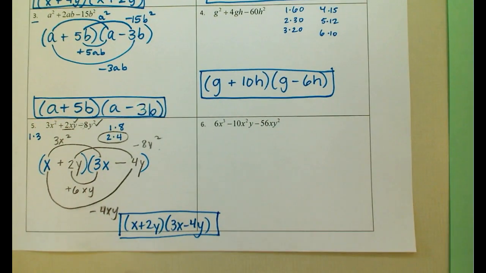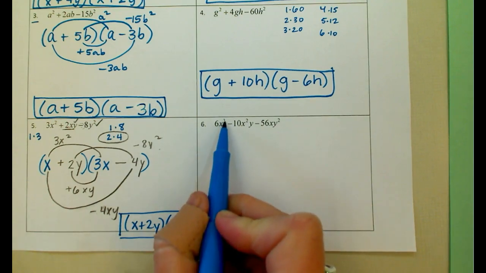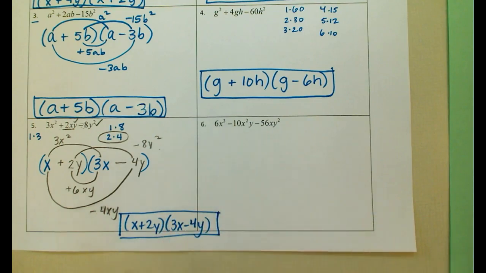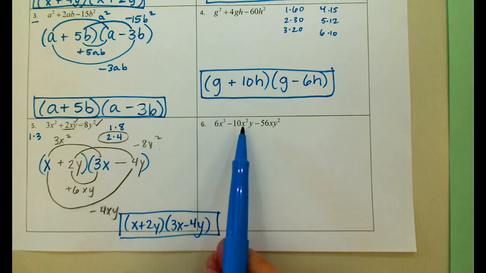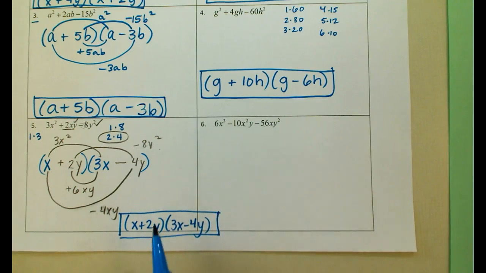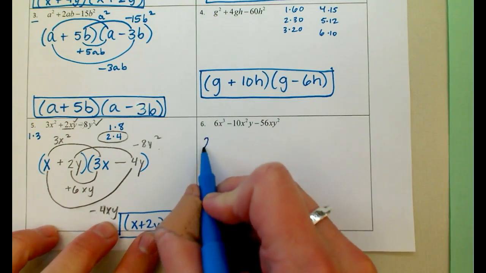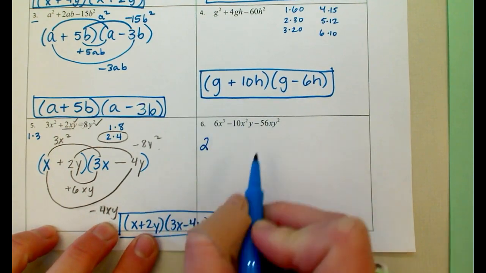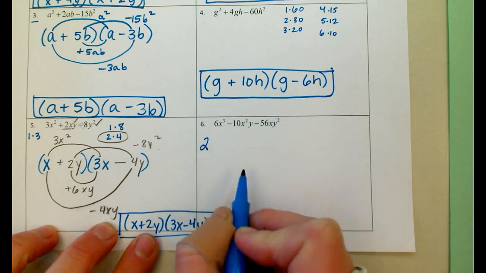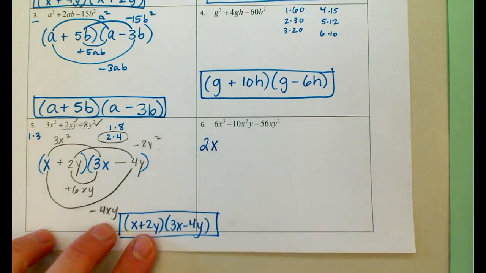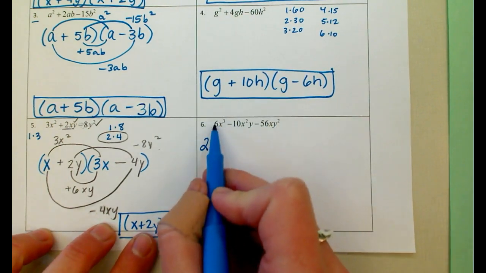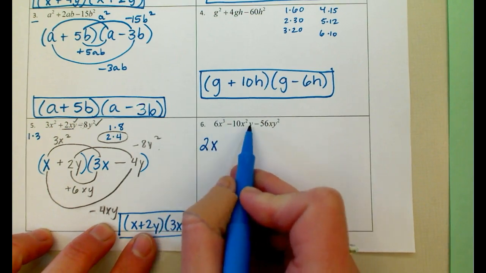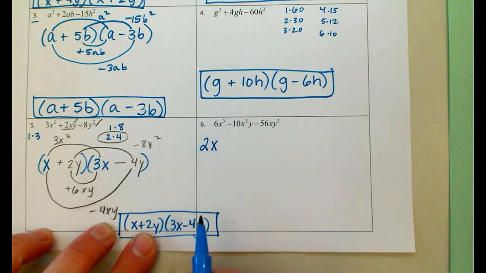Okay, looking at number 6, we notice here this is a cubic, and we are only factoring squares or quadratics, so I'm going to check for a GCF. Between 6, 10, and 56, they all have a common number of 2. Between x cubed, x squared y, and xy squared, they all have an x in common. Notice the first term has no y's though, so we cannot factor out a y.